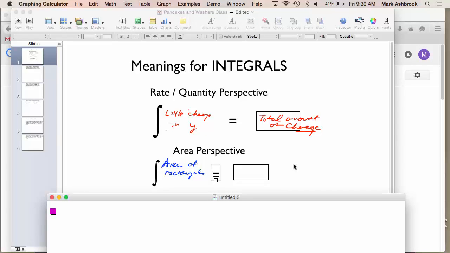Okay. So area of rectangular strip. Or another way to say it is a little bit of area. And what does this integral sign stand for? It still stands for sum. And so when we sum up all the little bits of area, we get total area. So it makes sense, right? Total area.